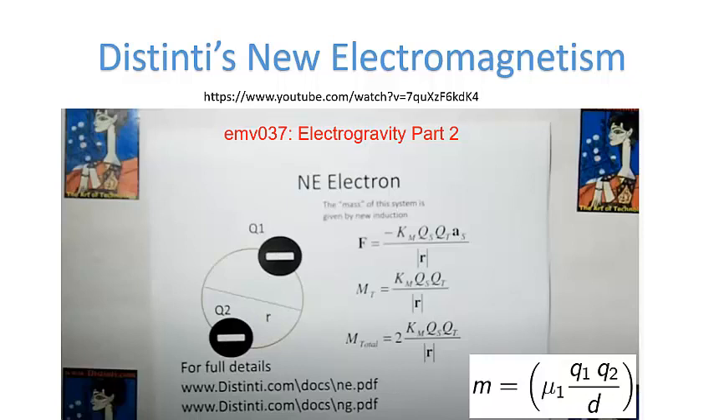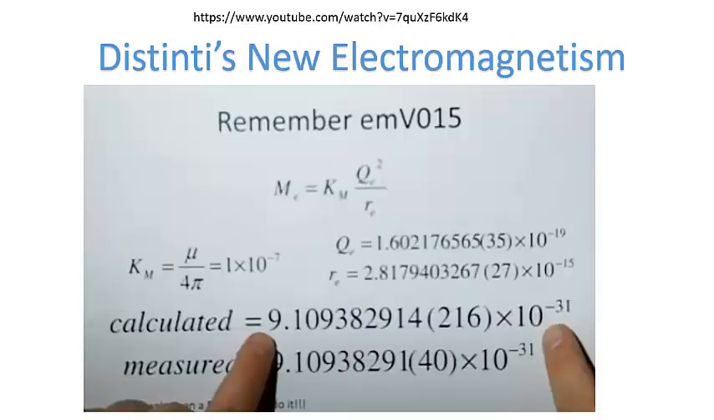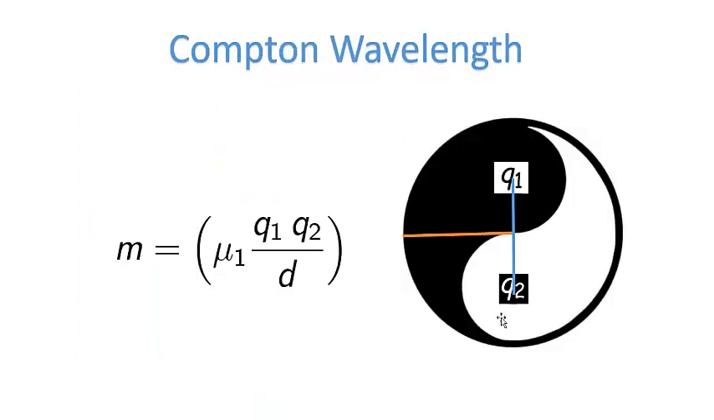And so I'm going to go back here, and so there are 2 charges in this model, and the question is what to assign these charges to. Robert Distinti uses the standard electric charge. He uses the standard value for charge.